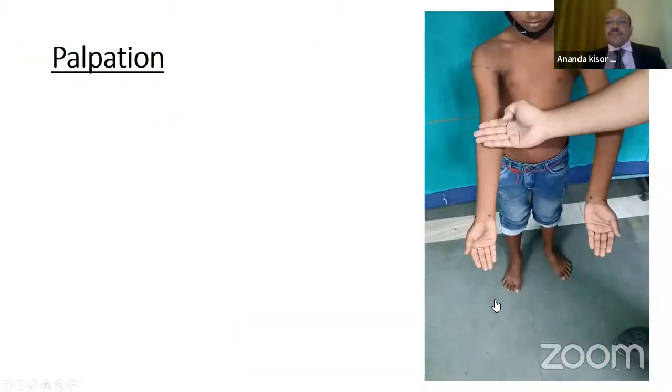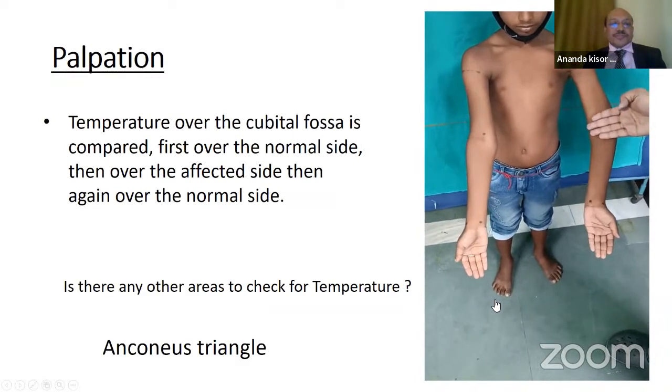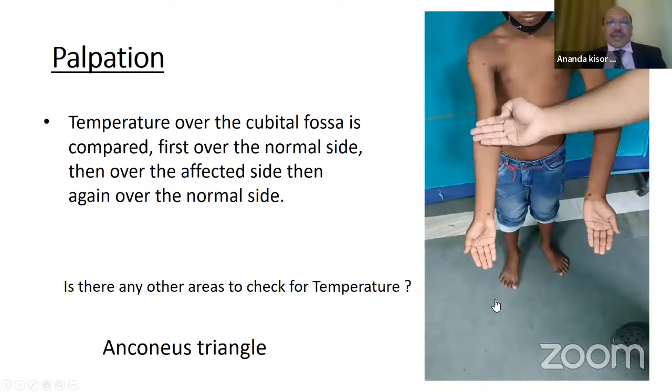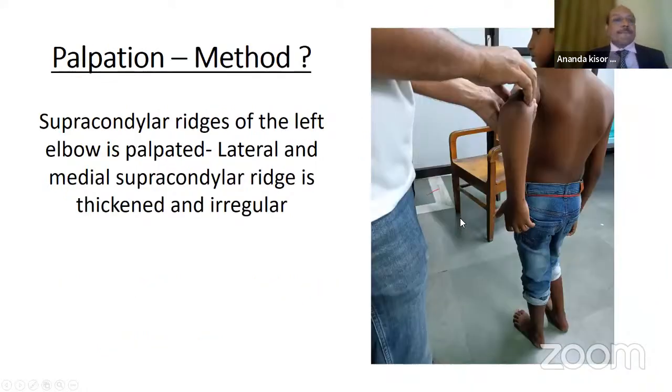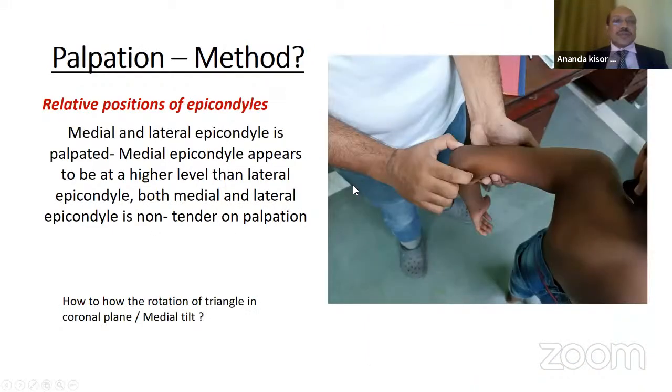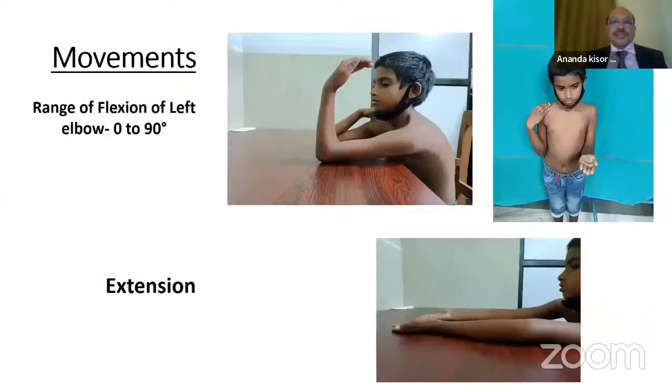Okay. Now temperature I'm not going to detail. What are the areas we have to check the temperature apart from the front? That is the anconeus triangle. Now palpation method I've already told. I'm not going to detail. Relative position of the three epicondyles is discussed. The range of motion is already discussed.